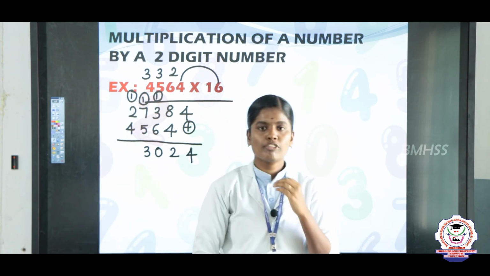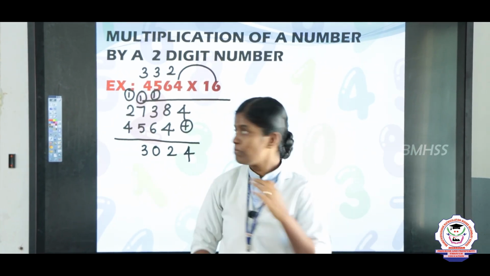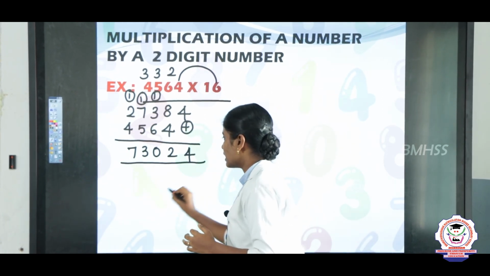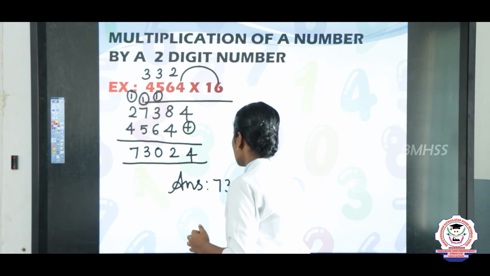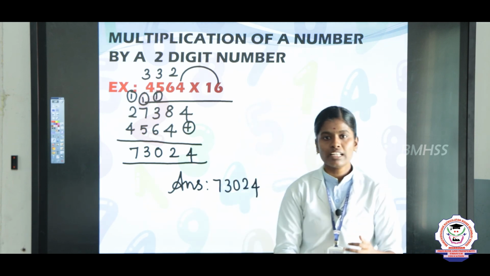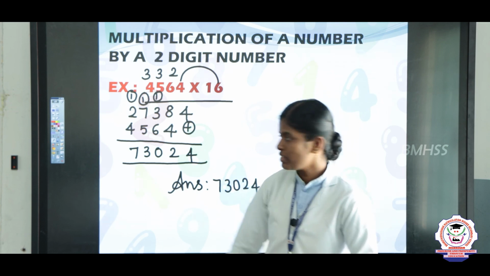Next, you will take a 4 plus 2 plus 1. So 1 plus 2, the answer is 3. 3 plus 4, the answer is 7. So the final answer is 7, 3, 0, 2, 4. So what is the final answer? The final answer is 7, 3, 0, 2, 4. Okay, children.